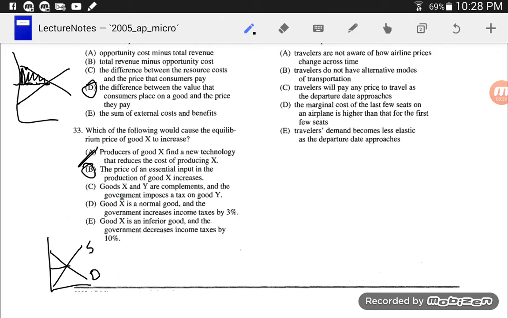Let's check the others though. Goods X and Y are complements, and the government imposes a tax on good Y. That means people would want to buy less Y, and because they buy those things together, they would also buy less X. So the demand for X would drop, driving down the price. Good X is a normal good, and the government increases income taxes by 3%. Well, that means I have less disposable income, so I'm going to buy fewer normal goods. I might buy some more inferior ones, like the ones made by Aaron. That's still funny. Alright, good X is an inferior good, and the government decreases income taxes. Well, that's the same thing we had there, except that now I have more money, so I buy fewer inferior goods, so no.